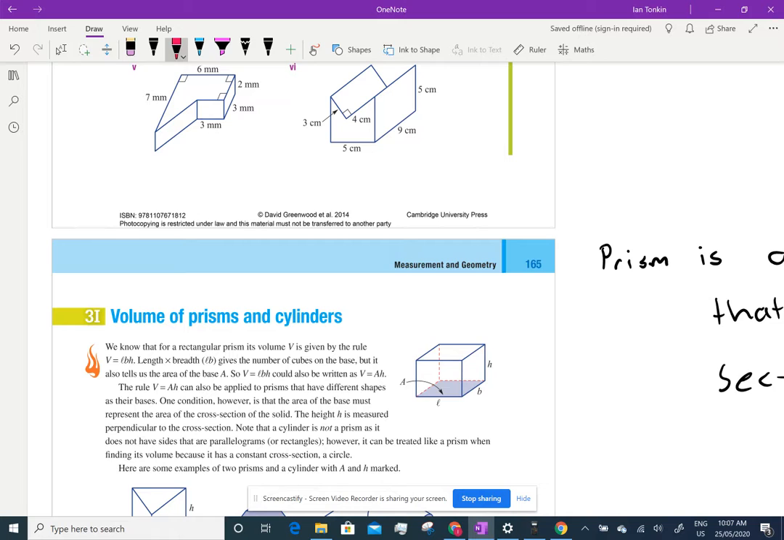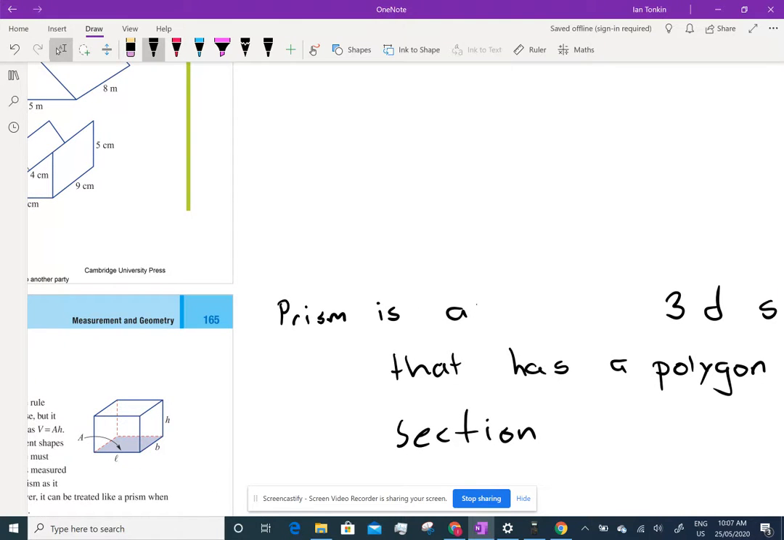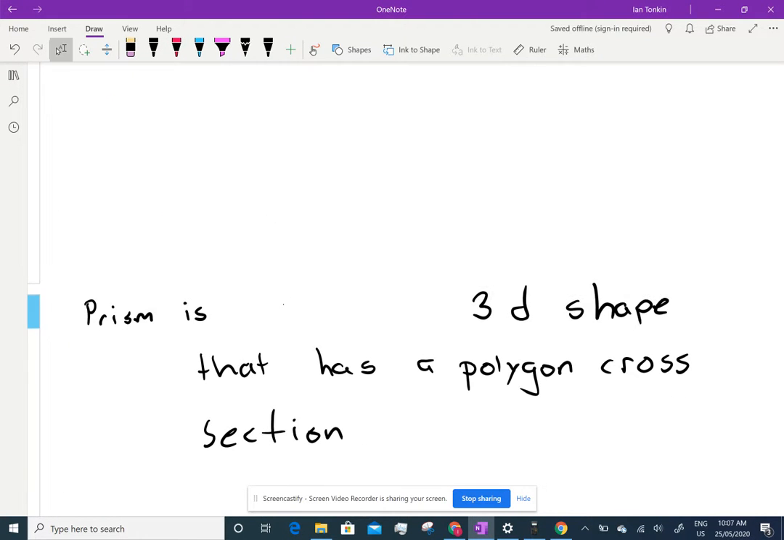So let's go back. Remember, our definition for volume is the amount of space inside a 3D shape, and we measure that space by the number of cubes that will fit in it. Now, if we're going to do prisms, we need to define what a prism is. A prism is a 3D shape that has a polygon cross-section.